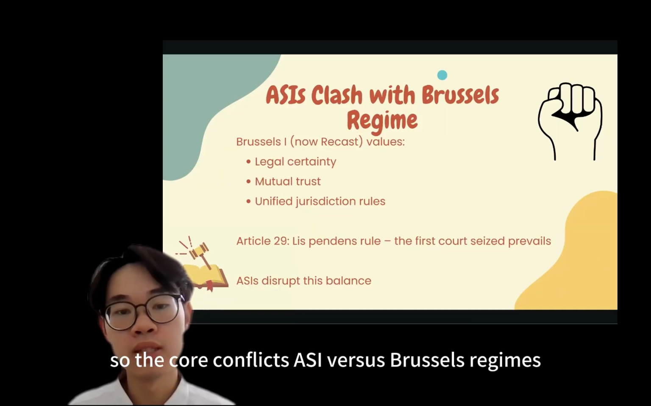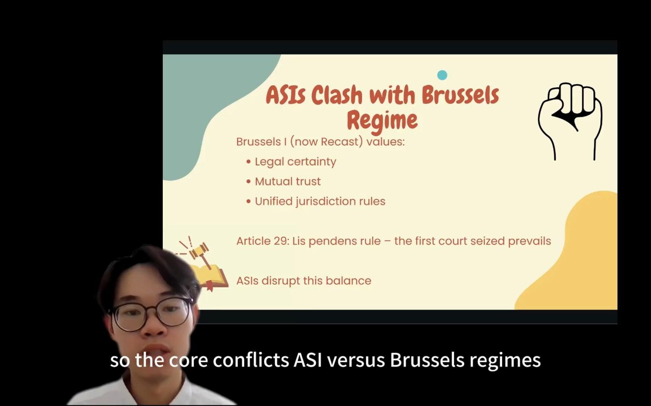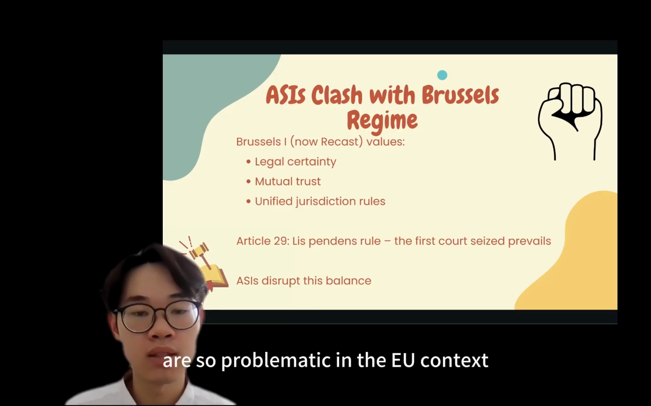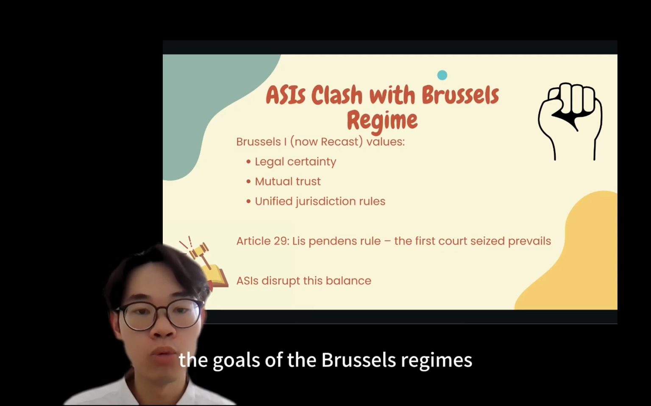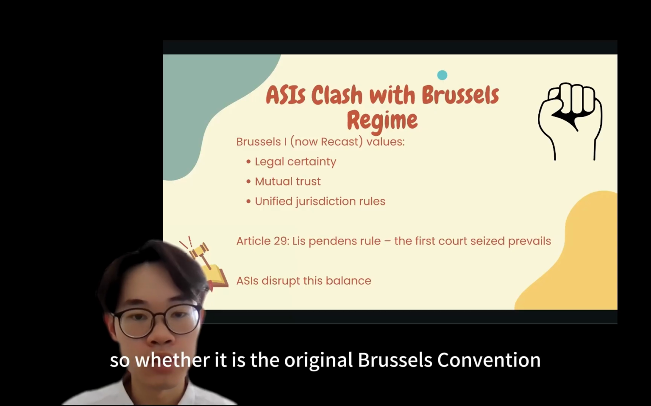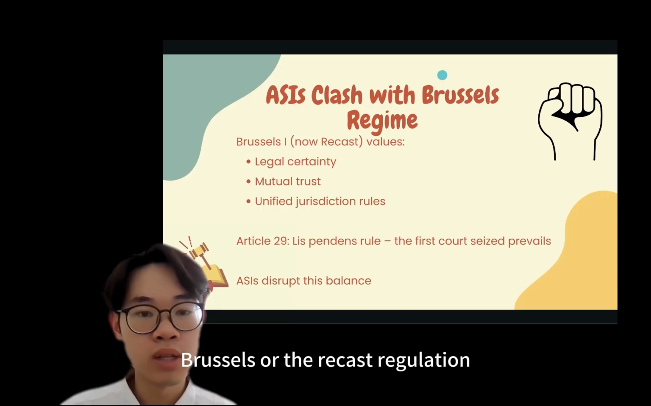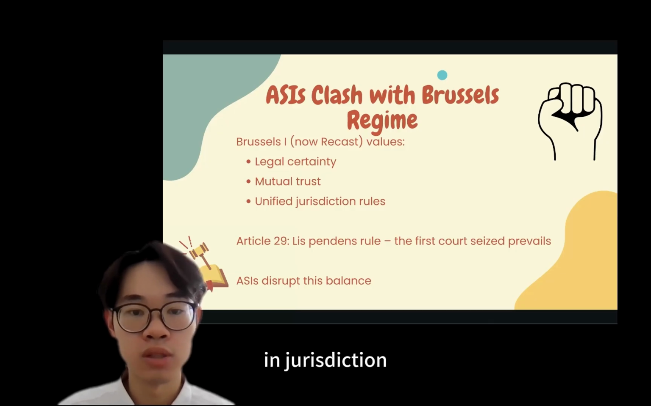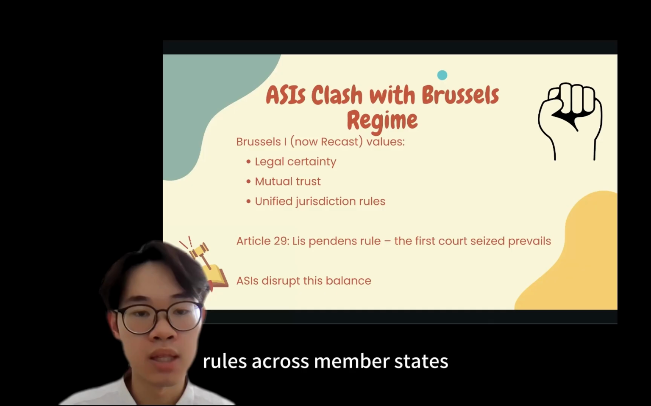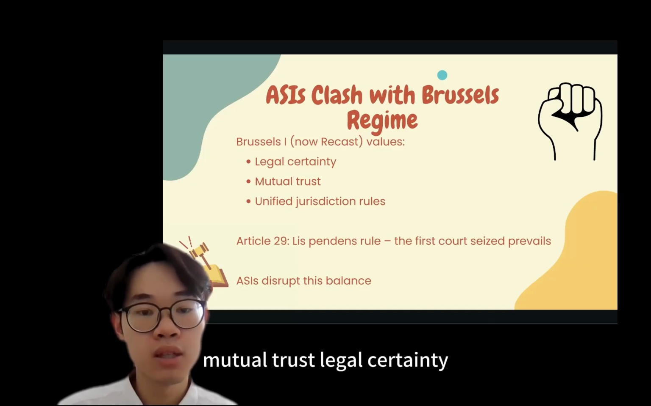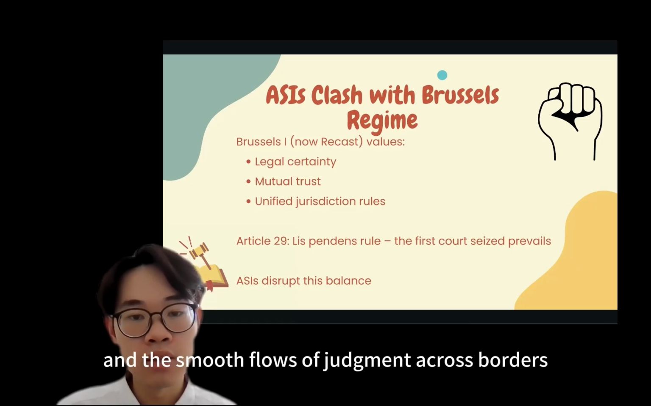So the core conflict: ASIs versus the Brussels regimes. To understand why ASIs are so problematic in the EU context, we need to first understand the goals of the Brussels regimes. Whether it is the original Brussels Convention, Brussels I, or the recast regulation, the aim has always been to ensure consistency in jurisdiction rules across member states. It rests on three key principles: mutual trust, legal certainty, and the smooth flow of judgments across borders.